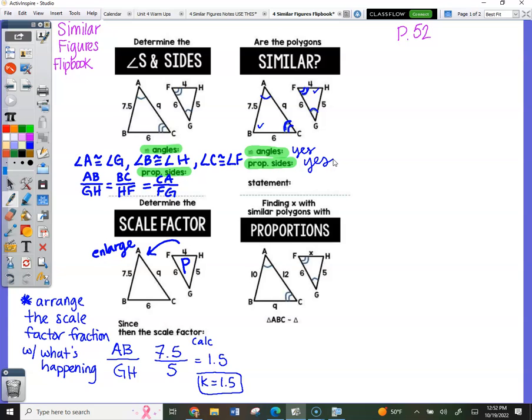If you know corresponding angles are congruent, and corresponding sides are proportional, then you can say, yes, they are similar, and now you can write a similarity statement. Writing the similarity statement, you have to trace the triangle in the same order on both of them. So if I call the first one ABC, what do I have to call the second one?